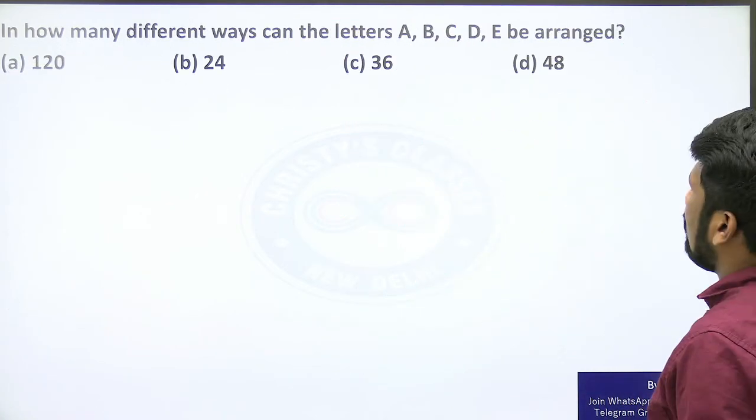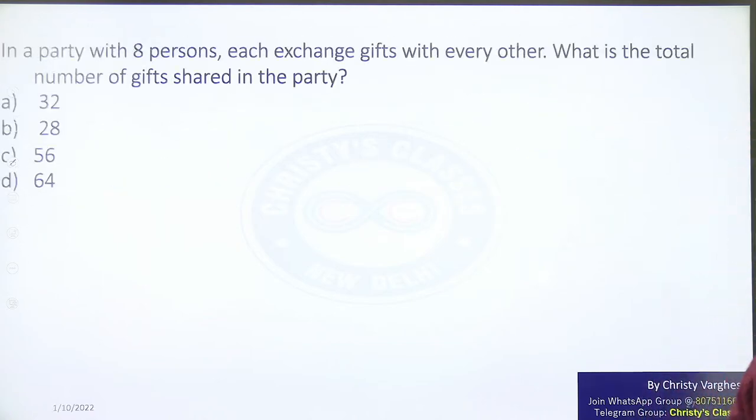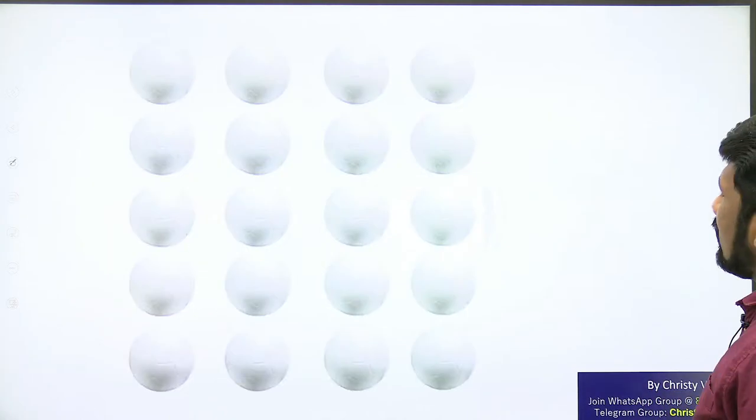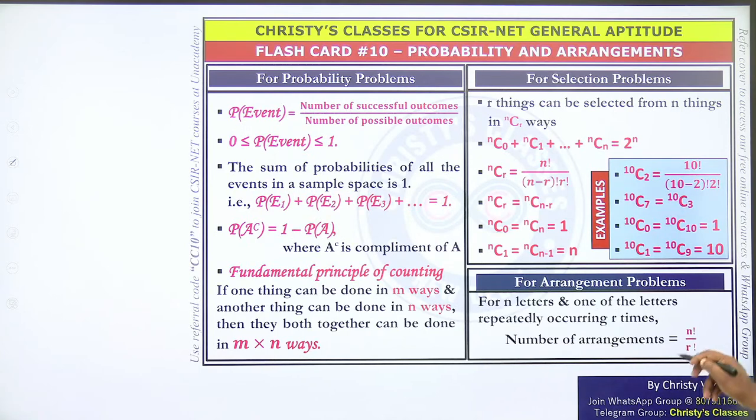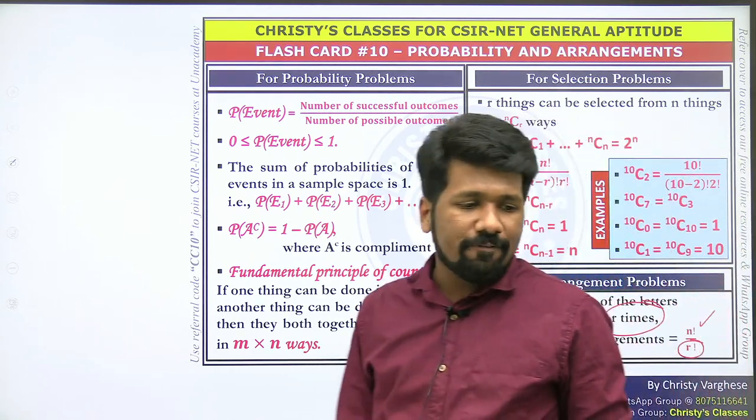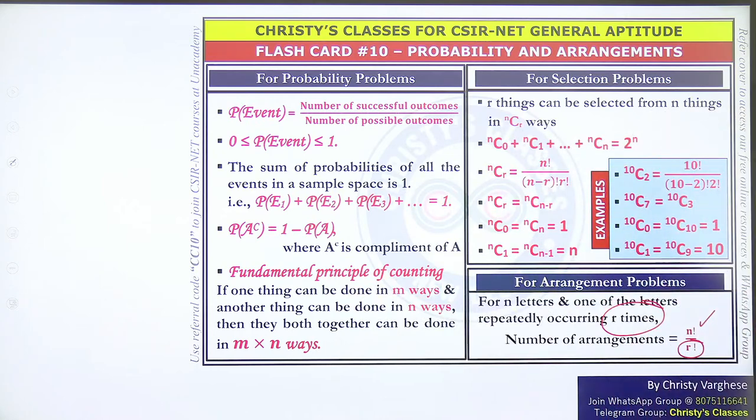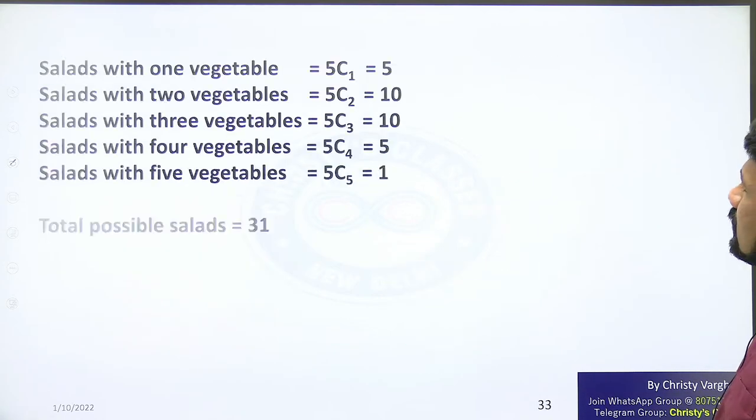Or the general theory we can summarize now: if n letters are there, n factorial arrangements would have been there. But if one of the letters is occurring r times, you have to divide by r factorial. Is that clear? Don't memorize this, understand this. So we will take a few more examples on that.